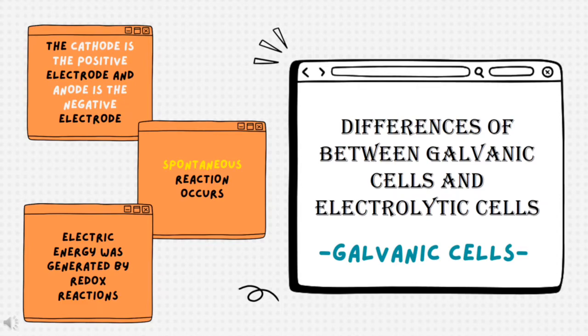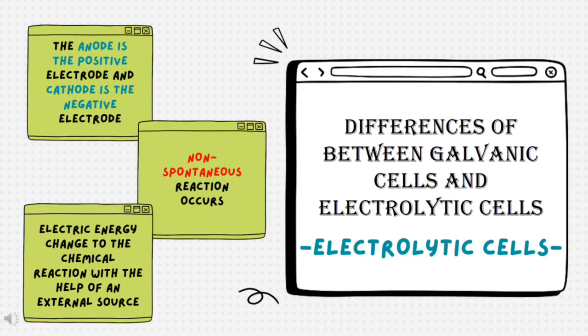For galvanic cells, the cathode is the positive electrode and the anode is the negative electrode. Next, the reaction that occurs is spontaneous and electric energy is generated by redox reactions. While for electrolytic cells, the anode is the positive electrode and the cathode is the negative electrode. But the reaction that occurs is not spontaneous and electric energy is changed to chemical reaction with the help of an external source.